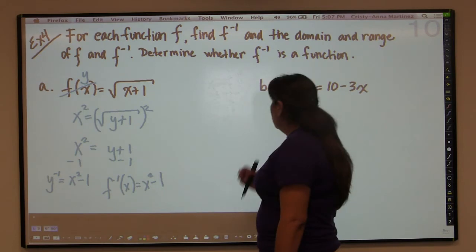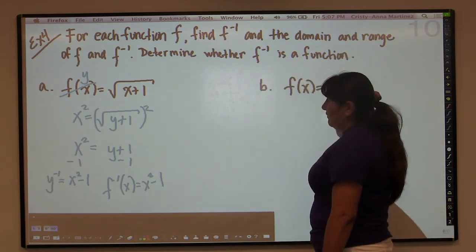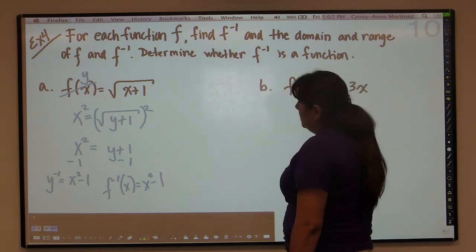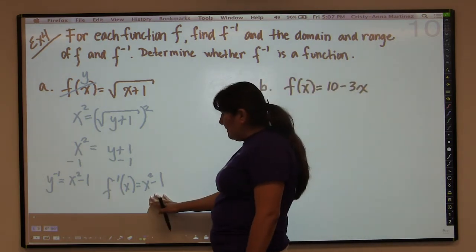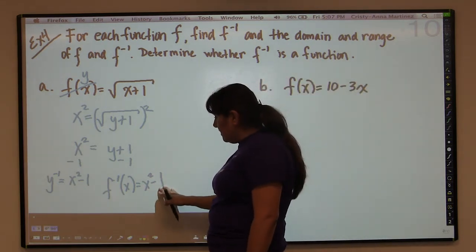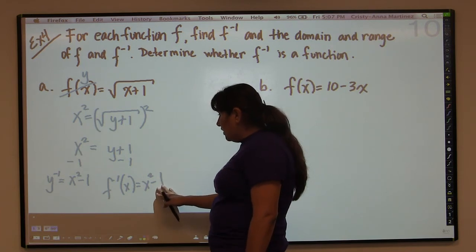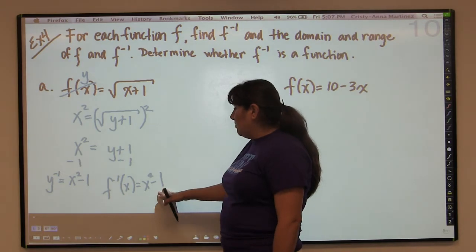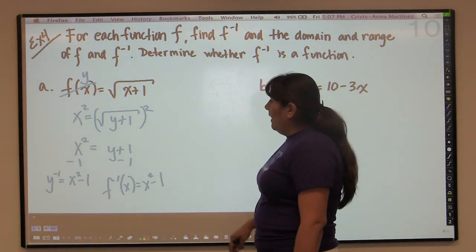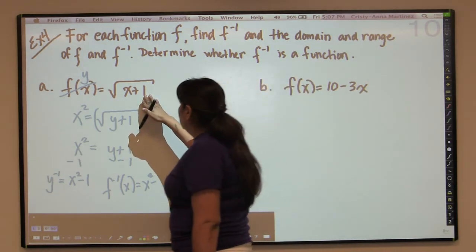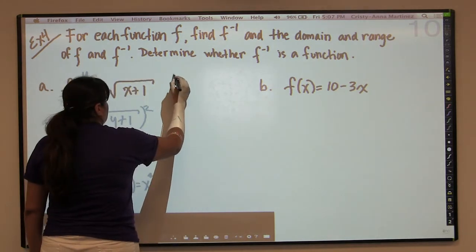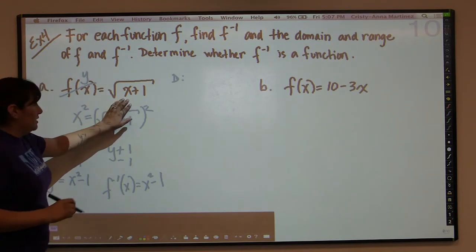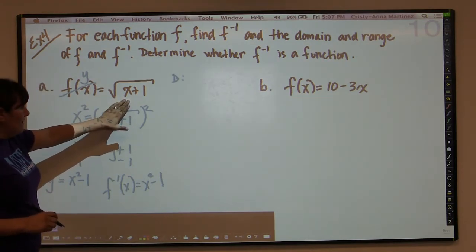All right? Now, what is the domain and range of f and f inverse? Determine whether the f inverse is a function. This is a quadratic, a well-behaved function. We talked about that in the last section. So the domain for this function is all reals. But what about this function here? What is the domain of this function? What numbers can I put in this function?